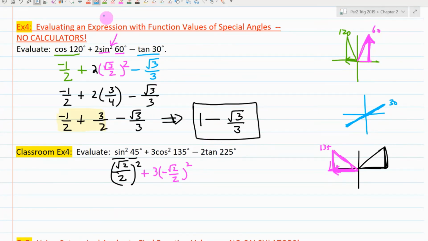And then for tangent, 225, this is a 45-degree reference angle. That means it has a slope of 1, and it's positive because it's going upward for tangent.